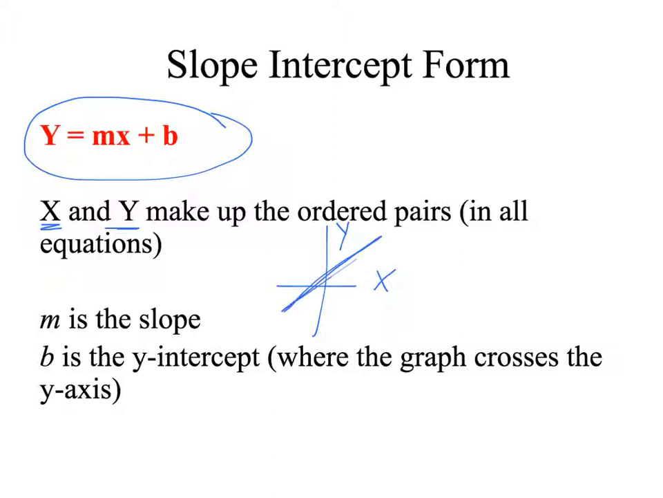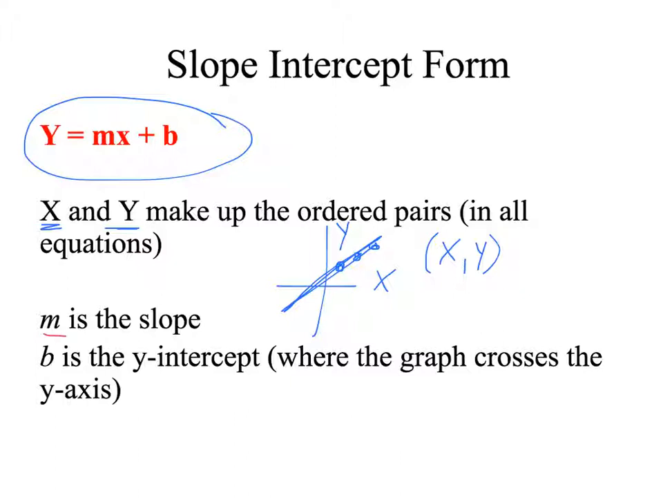So you have all these points, you have all these ordered pairs. Well, those have values. Those are going to have an x value and a y value. So that's what the x and y are. And that's going to be in every equation we do in this whole chapter. You're always going to have an x and a y.